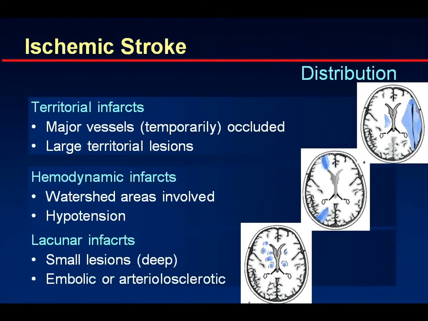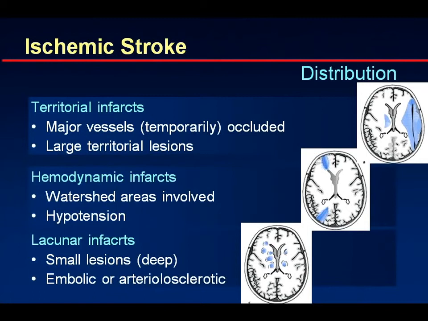To decide whether something is a territorial infarct, a hemodynamic infarct, or a lacunar infarct, you'd have to look at the shape and the size. And the classic situation is if it follows perfusion territories, it's a territorial infarct. If it sits just in between two different perfusion territories, it's a hemodynamic infarct in which the watershed areas are involved. Watershed areas are these areas that are just between two perfusion territories.